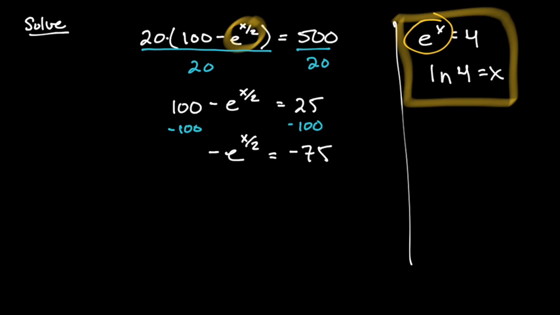And then again, I really want to isolate, looking for that target structure like on that right, because that was easy to solve. So I'm going to go ahead and get rid of that negative. You could multiply it by a -1. You could divide it by a -1. Doesn't really matter. You could just flip both sides, change them from negative to positive. Doesn't really matter because there's only a single term. But that's going to leave me with e to the x over 2 power equals 75.